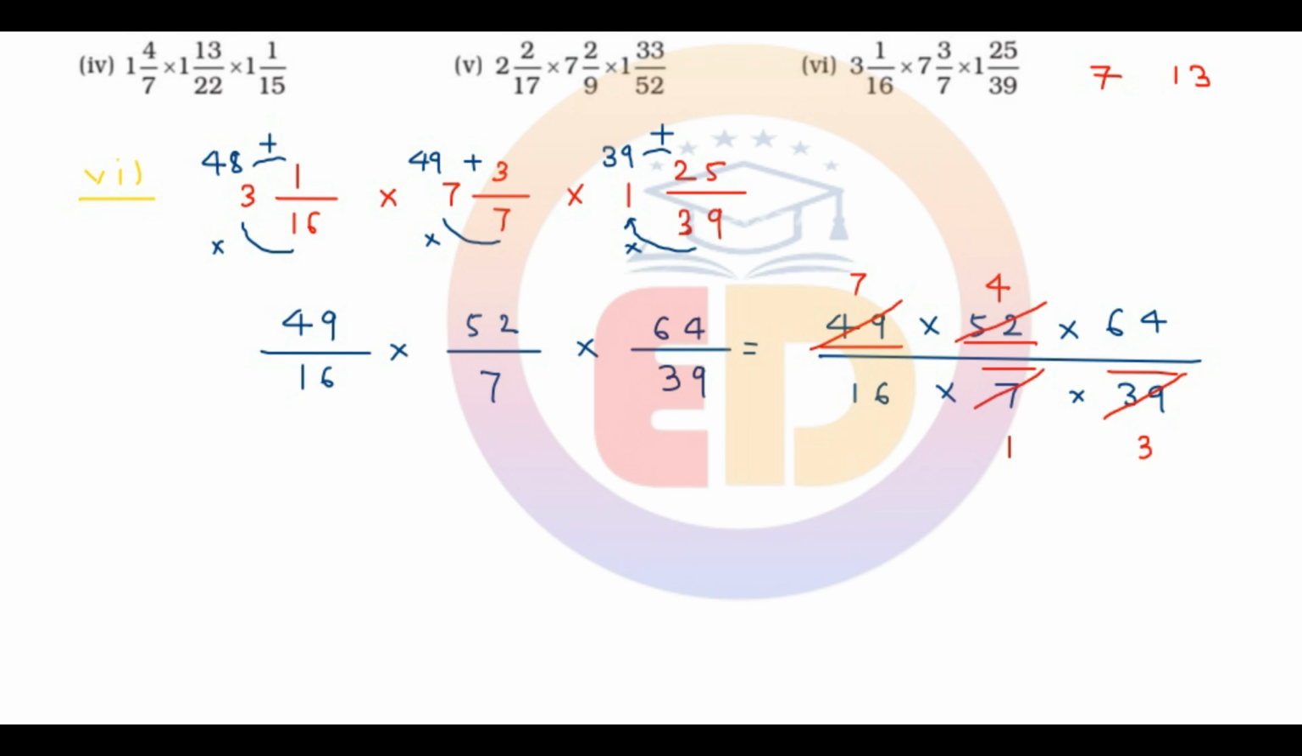Now friends, in the numerator I have 64, in the denominator I have 16. You can directly cancel them by 16, or you can cancel them by 8 also. If you directly cancel them by 16, you will get 16 ones are 16 and 16 fours are 64. However, if you don't know by heart the table of 16, you can also go by 8 twos are 16 and 8 eights are 64.